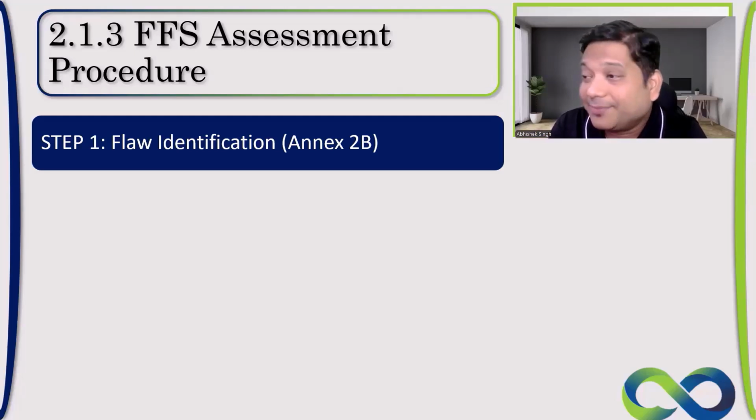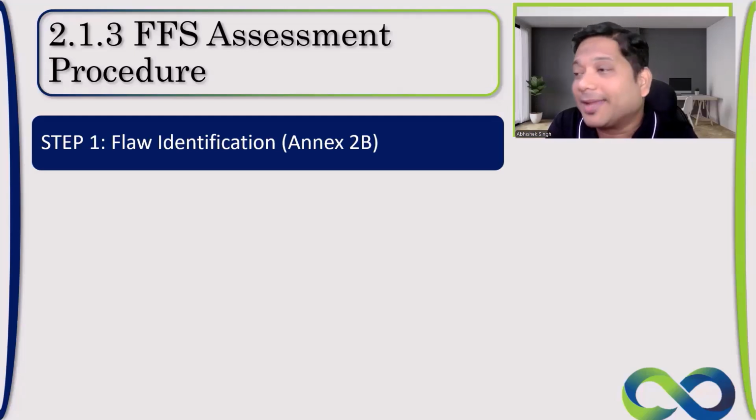Annexure 2B gives the detailed requirement of flaw identification. We'll cover them specifically when we talk about a particular type of assessment procedure. We'll not cover it now, but when we talk about the different assessments, we'll cover a little bit now also, but in detail we'll talk about it when we cover the actual flaw type. So flaw identification is your first step.